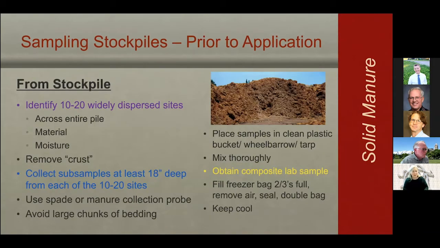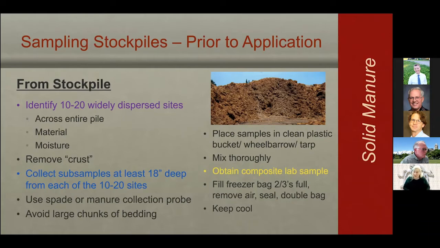So from that stockpile, you're going to have your 10 to 20 widely dispersed sites. You're going to go all the way across that pile. You're going to try to take from areas where the material is representative of that pile. So if you have just a little cluster of bedding that looks like it's just bedding, you're going to want to avoid that. You want to get what looks like that entire pile. You're going to want to look for areas where the moisture content appears to be fairly representative. You're going to want to remove that crust. We don't want to sample that dry exterior. And then you're going to want to go at least 18 inches.